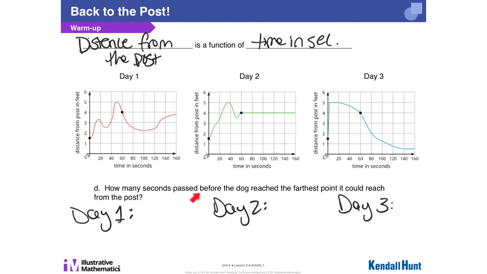D, how many seconds passed before the dog reached the farthest point it could reach from the post? So we have to look at where the farthest point is away from the post. And here it looks like it was at about 50 seconds. On day 2, it looks like it was farthest away at about 35-ish seconds, somewhere in there. And on day 3, it was right away. I put 2 seconds. You could say 1 second, 3 seconds, something like that.